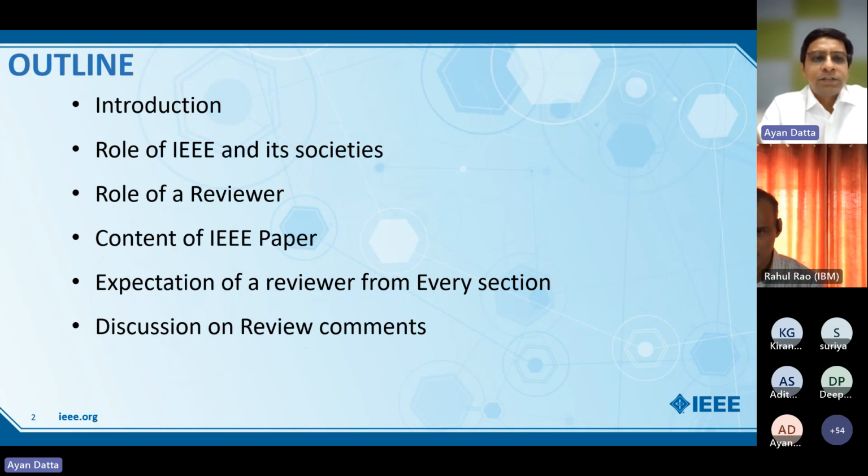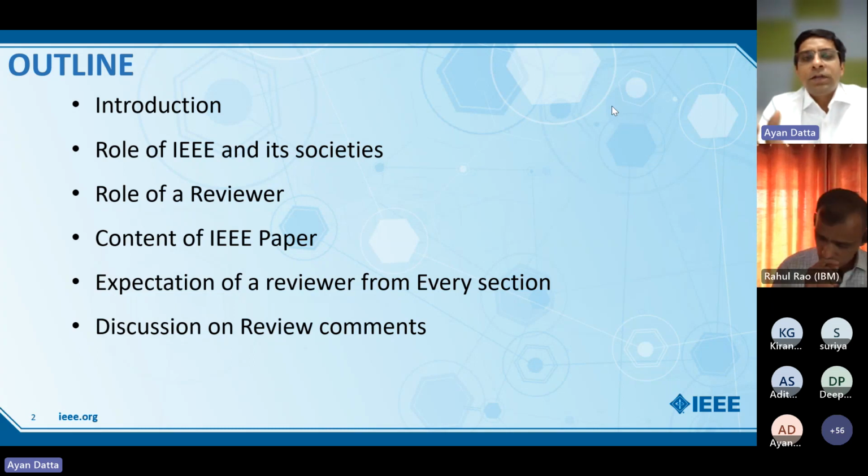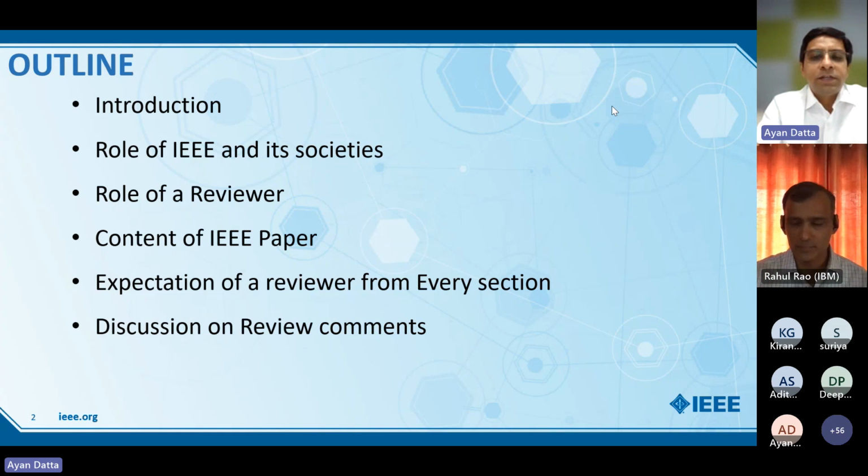We'll start with a rough introduction about the role of IEEE and its societies, and we will also talk about the role of a reviewer in this given context. We'll also talk about the expected content of an IEEE paper, what the different sections are, and things like that. Then we'll walk you over what a reviewer should expect from every section, what we need to expect from the author, and how we review that.